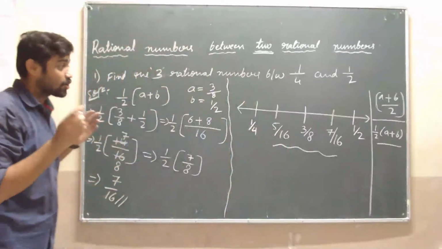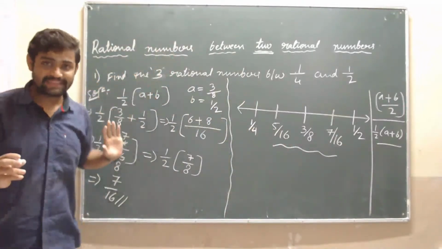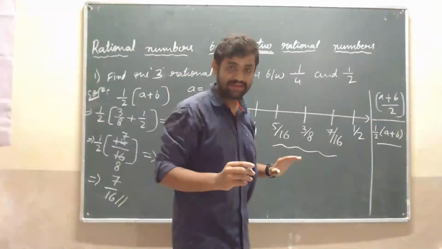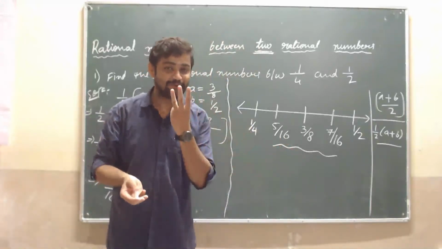In the question we have to find any 3. Find only 3 rational numbers between 1 by 4 as usual and 1 by 2. If they ask for more, we have to find more, but he asked only 3.